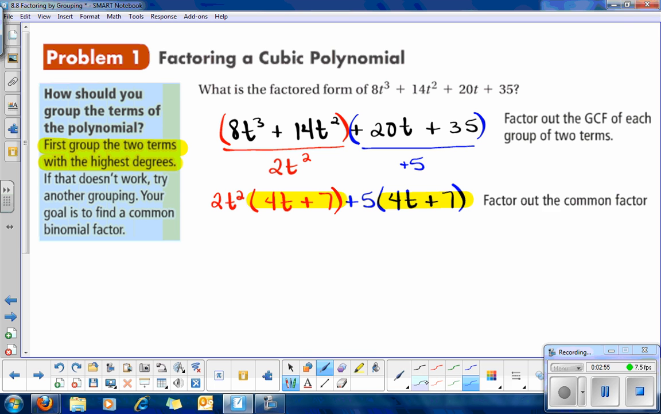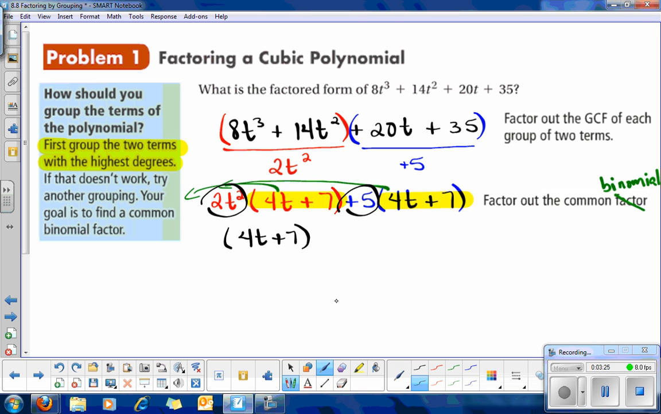factor. Let me just say, rather than saying factor out the common factor, let's say factor out the common binomial. Okay, let's say factor out the common binomial. So that's going to come out, and then we'll put that on the outside of parentheses. That's one of our binomials, 4t plus 7. And then what's left is our second binomial. So 4t plus 7 times 2t squared plus 5. And there's your final answer.